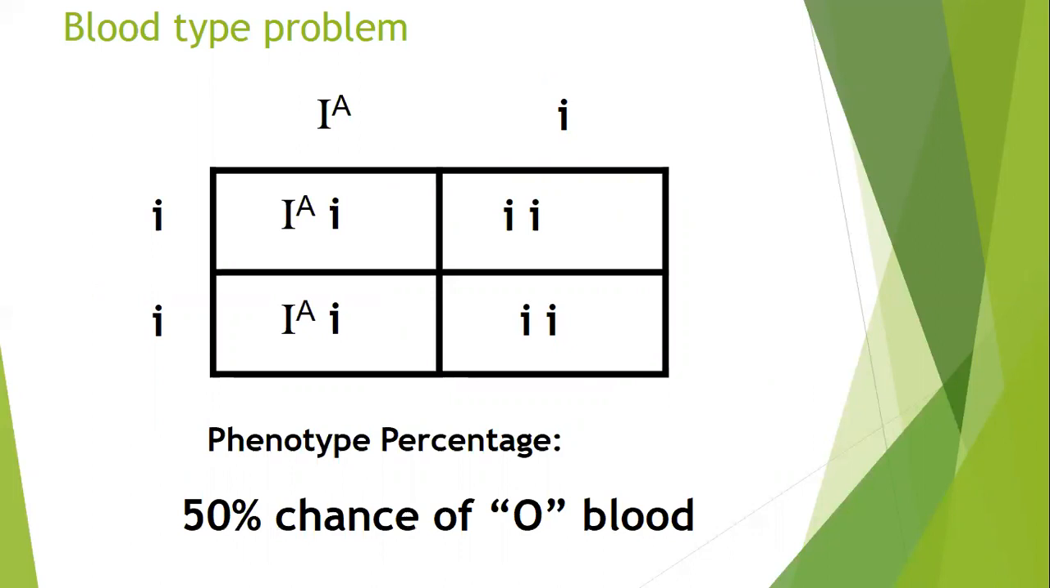You can see that there is a 50% chance that the child will have O blood. If you care about the other 50%, even though that's not what the question asked, the other 50% would be heterozygous A blood.